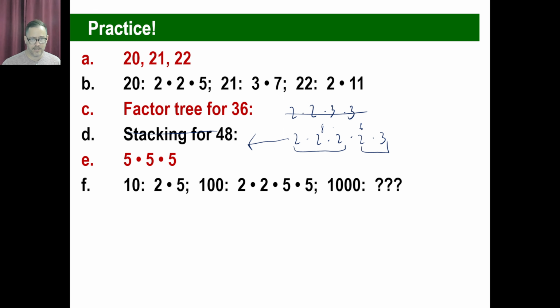Okay, well, 10 is 2 times 5. 100 is 2 times 2 times 5 times 5. 1,000 would be 2 times 2 times 2 times 5 times 5 times 5, right? And 10,000 would be, you can keep going from there.